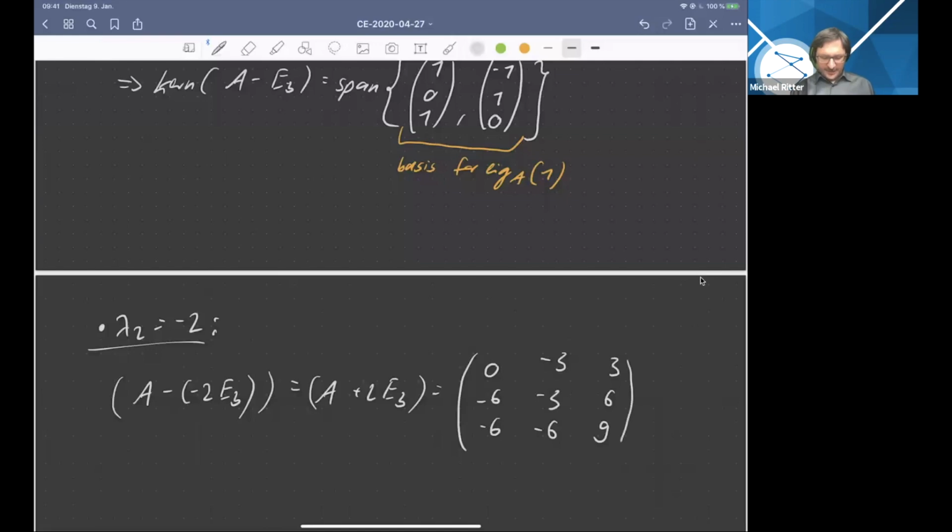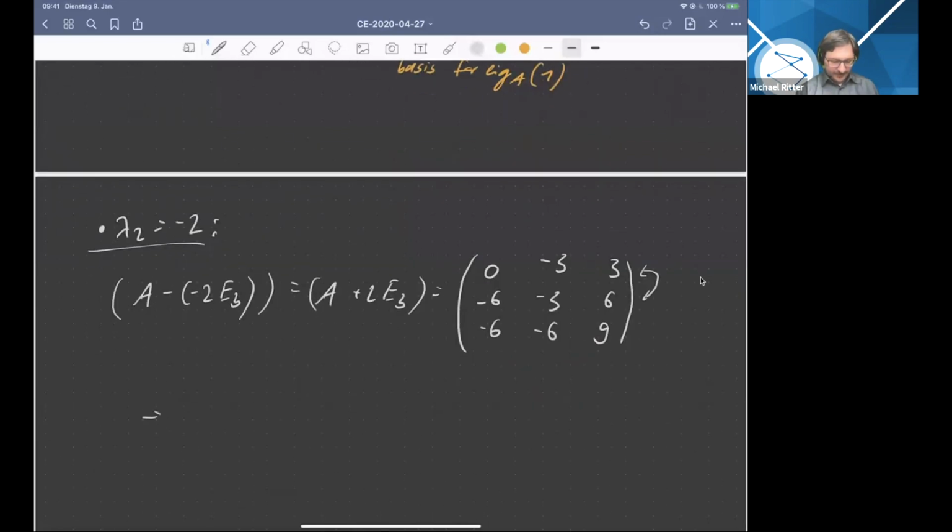Okay, this time we don't have a pivot element here in position 1, 1. So first thing we do is we get a pivot element here, a non-zero element. So for example, we just swap the first 2 rows to do that. So that yields -6, -3, 6, 0, -3, 3, and -6, -6, 9.